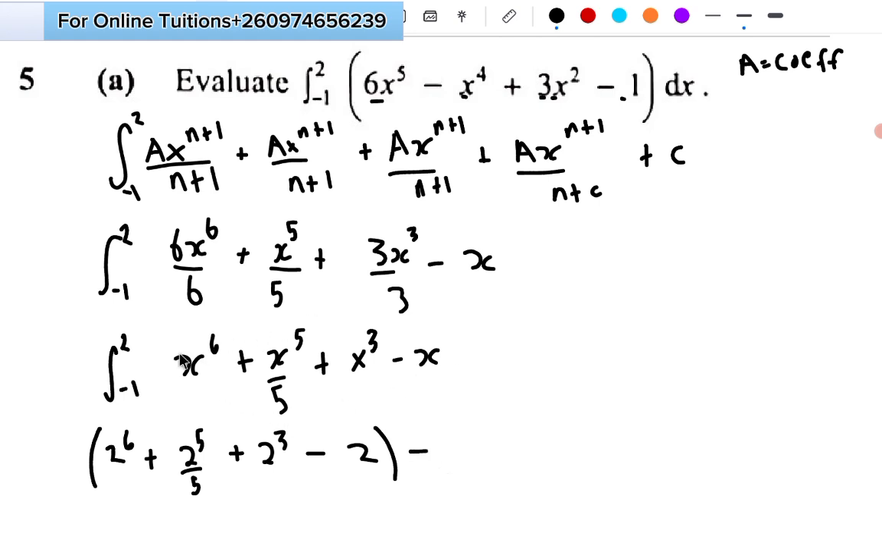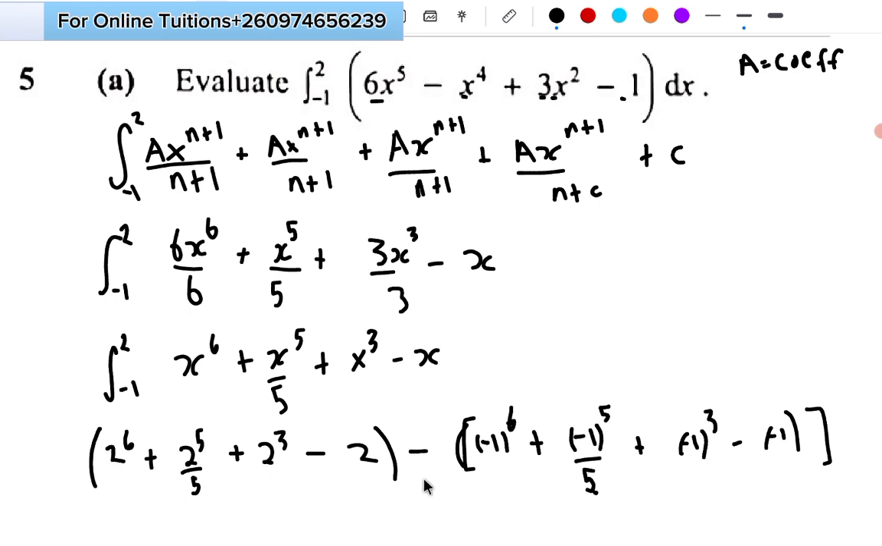Now the same thing again, you replace -1. It is going to be (-1) to the power 6, I'm putting brackets because of the negative, plus (-1) to the power 5 over 5, then plus (-1) to the power 3, minus (-1). So you are good to go like this.